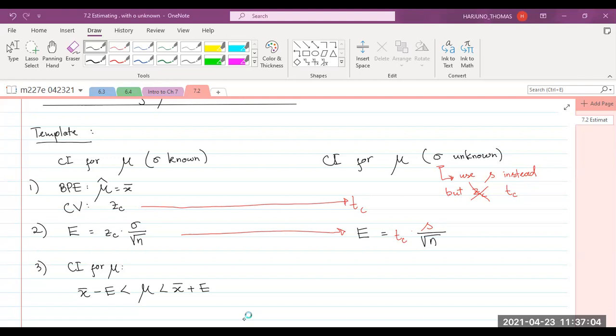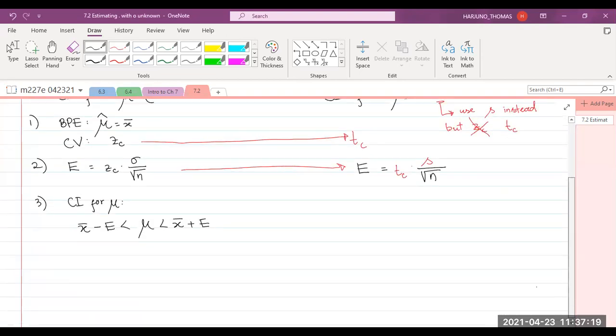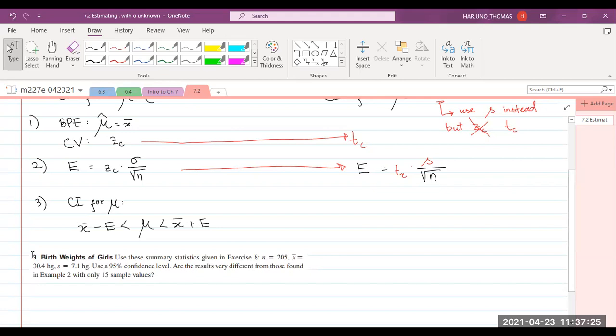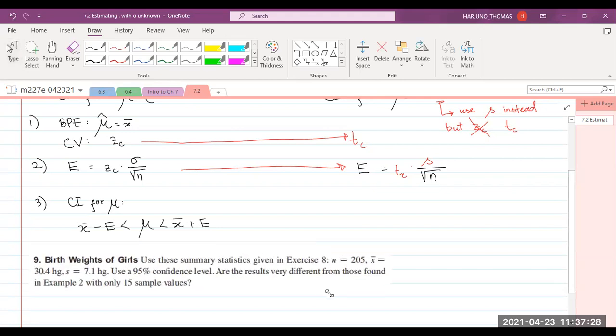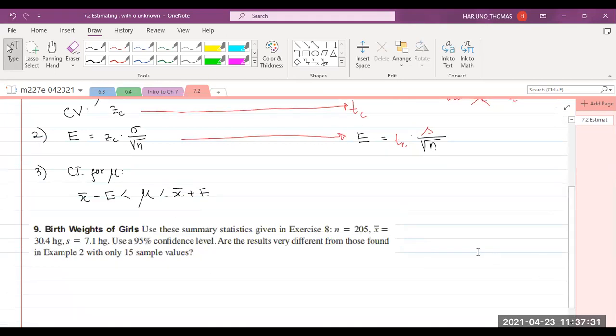Let's say we do problem number 9. This is from our textbook, 7.2, number 9. Use the summary statistics given in exercise 8, where the sample size is 205, the sample mean is 30.4, and the sample standard deviation is 7.1. Use a 95% confidence level.